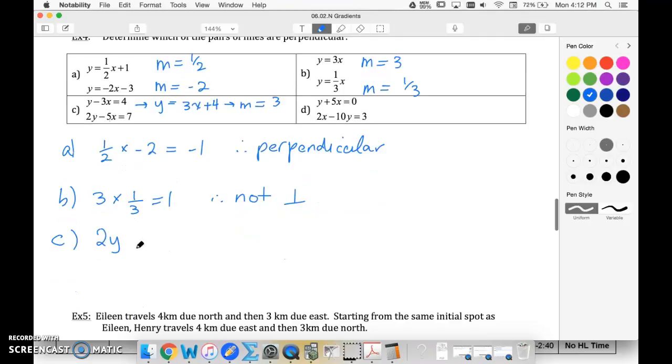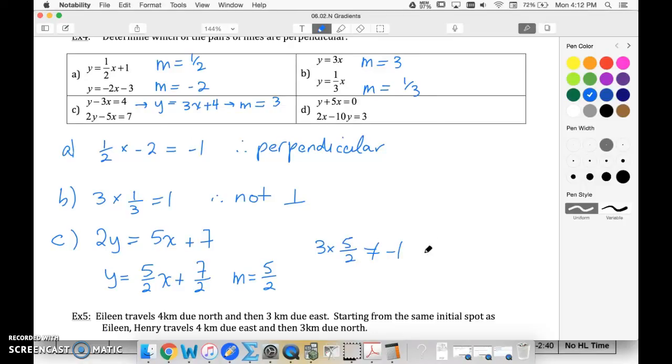I'm going to add that 5x to the other side. 5x plus 7. Now I'm going to divide everything by 2. 5 over 2 x plus 7 over 2. So my slope is 5 over 2. So I had 5 over 2 and 3. For sure, 3 times 5 over 2 does not equal -1. So those two lines are not perpendicular.